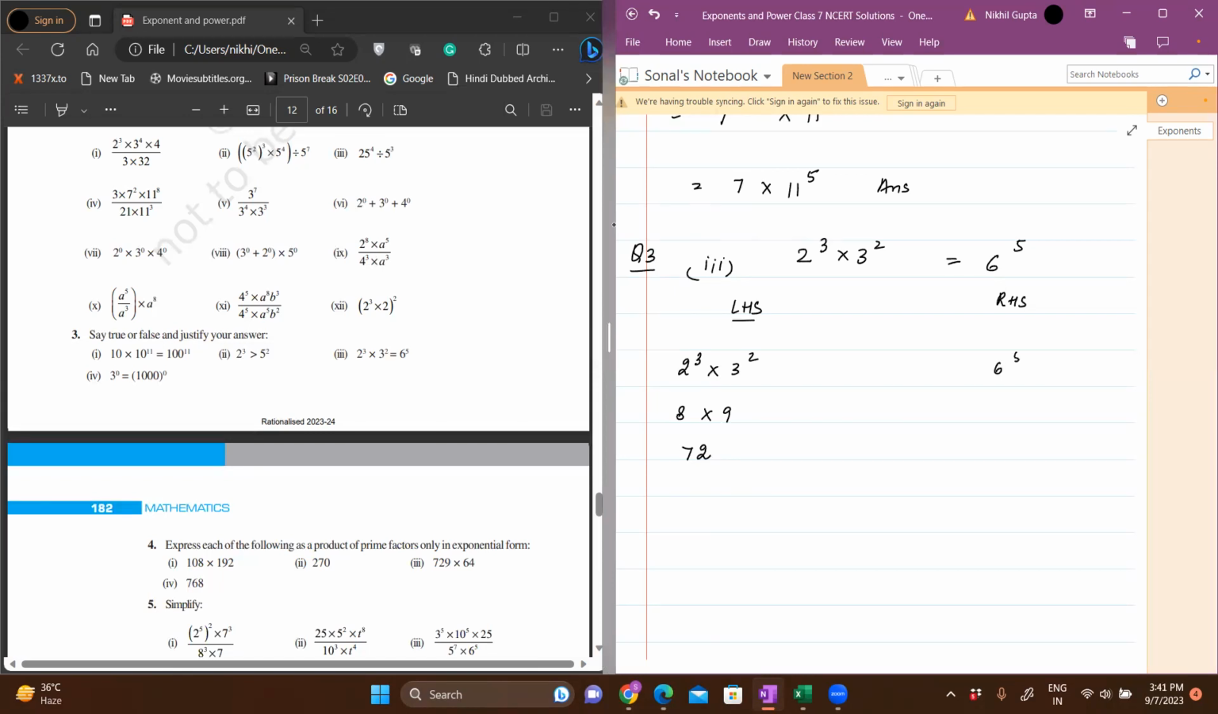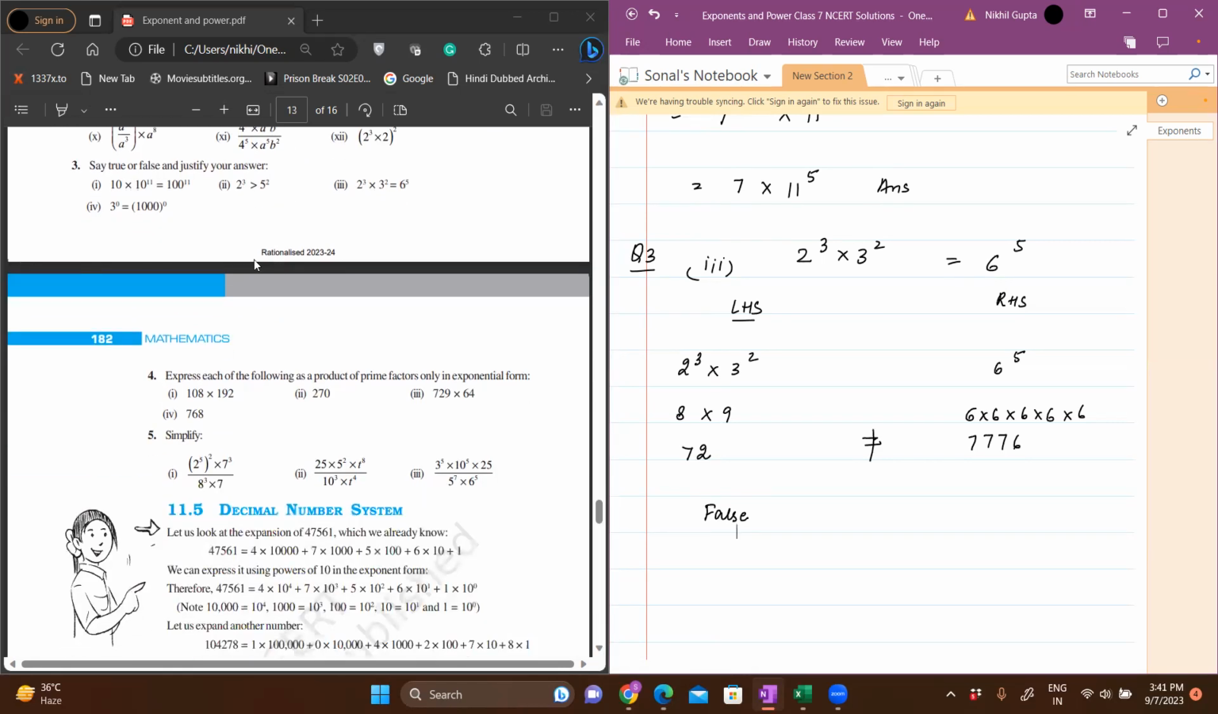Now if we talk about 6 to the power 5, that means 6 into 6 into 6 into 6, 5 times. Right? Now if we multiply 6 into 6 into 6, 5 times, that will be equal to 7,776. Right? So ultimately, these two values are not equal. So we'll say the given statement is false. Next, we move on to question number 4 here.